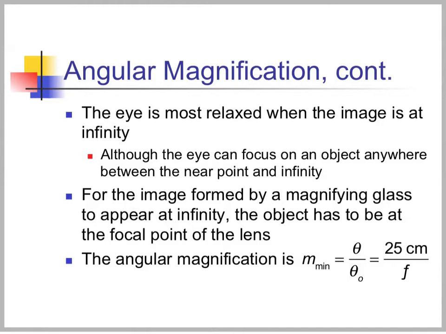The eye is most relaxed when the image is at infinity, although the eye can focus on an object anywhere between the near point and infinity. For the image formed by a magnifying glass to appear at infinity, the object has to be at the focal point of the lens. And then the angular magnification is 25/f.